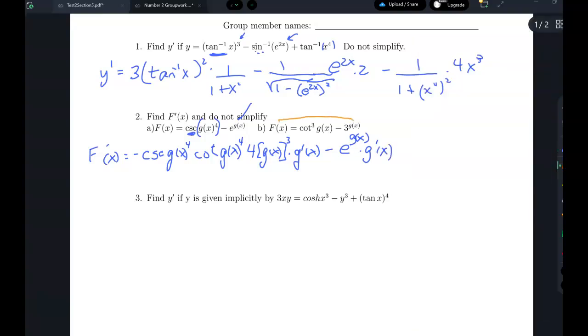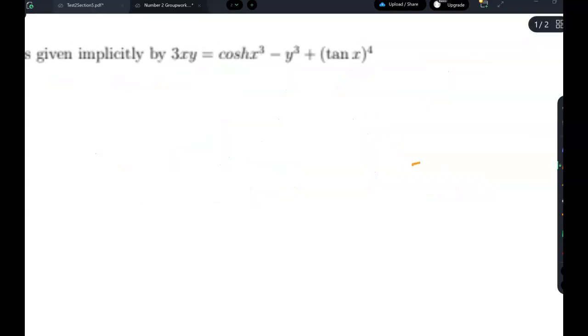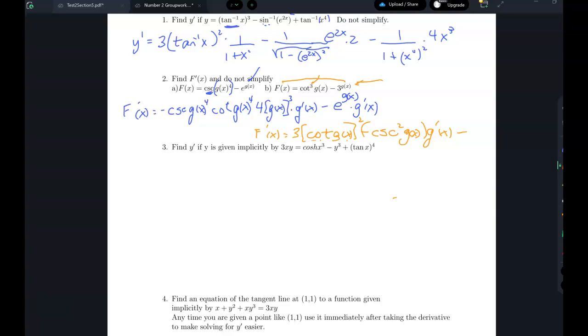All right, so let's do this one in a different color. So capital F prime. We're going to start off with bringing down the 3. Carry the cotangent of g of x along, and that's also to the squared power. Now we're going to multiply by the derivative of cotangent, which is negative cosecant squared, parentheses needed, right? Carry the angle along, and now take the derivative of the angle, g prime. And then subtract, so let me just go down to the next line. To take the derivative of 3 to the g of x is 3 to the g of x times ln of 3 times g prime of x.